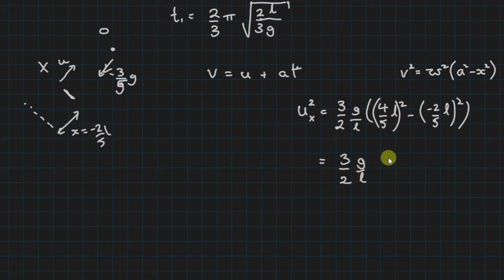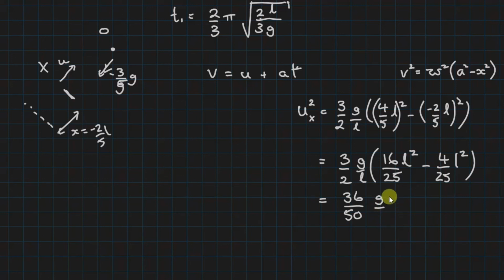Drop my values into my equation and I get 3/2 g over L times 16/25 L squared minus 4/25 L squared. Simplify through and we're going to get 36/50 gL, not over, because the L cancels with the L squared. So that's my velocity squared.